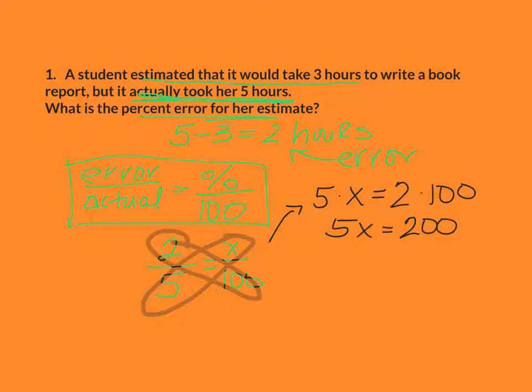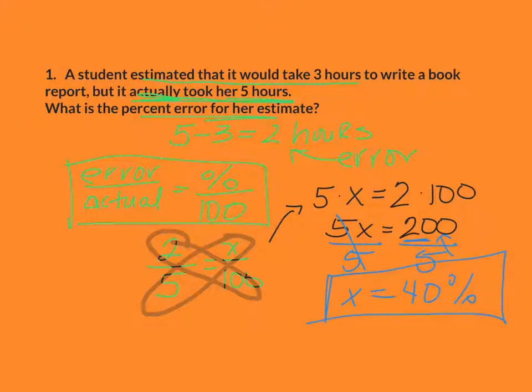The opposite of times 5 is divide by 5, so I'm going to divide both sides by 5. Those two cancel. I'm left with x equals, well, 5 goes into 20 4 times with another 0 there, because that's where it is, right there. So the percent error in this case is 40%.